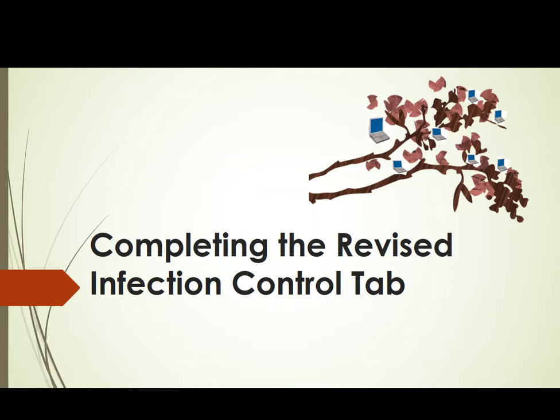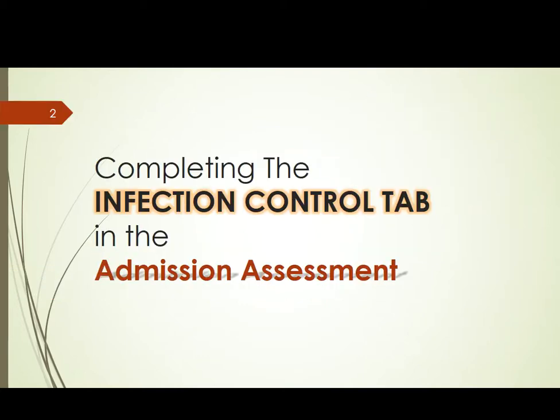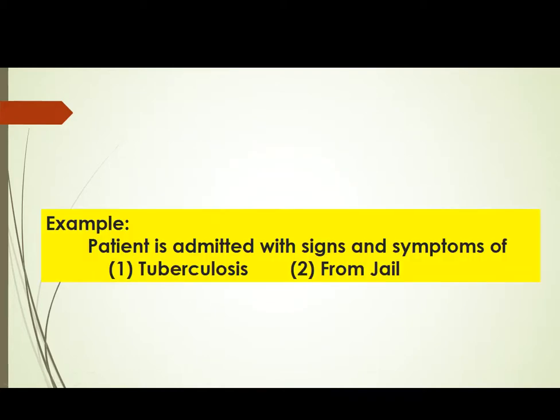Also included in the Infection Control tab are documentation standards from the Tuberculosis Control Plan Policy and the MRSA Active Surveillance Testing Protocol. For more detailed information on these policies, please refer to the MCN Policy Portal. To begin, we will review the Infection Control tab in the Admission Assessment. We will complete the documentation with an example of a patient admitted with signs and symptoms of tuberculosis from a correctional facility or the local jail.